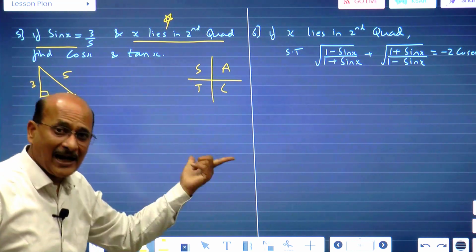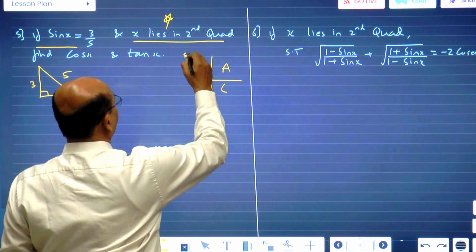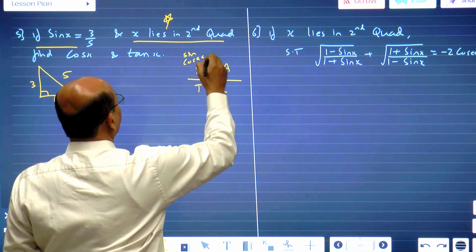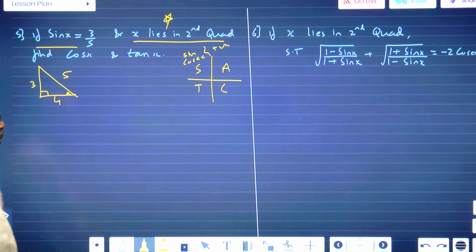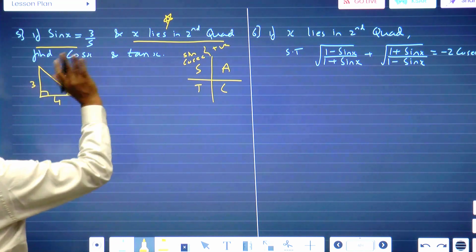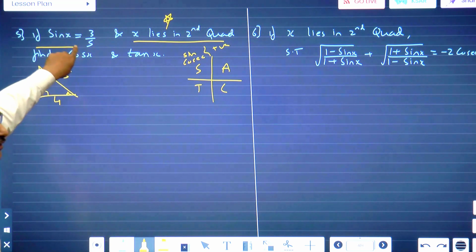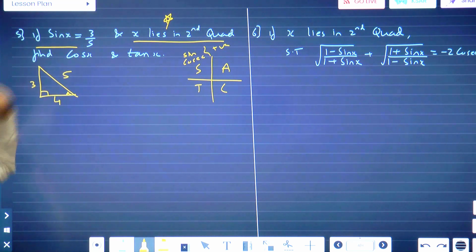Sine and the reverse, sine and cosec will be positive. Sine, cosec will be positive, remaining all will be negative. Okay, great. So let us see what they are asking us. As I said, whenever any condition is given to you, don't look at the question, just draw a triangle, find the missing sides from that particular trigonometric value which is given to you.